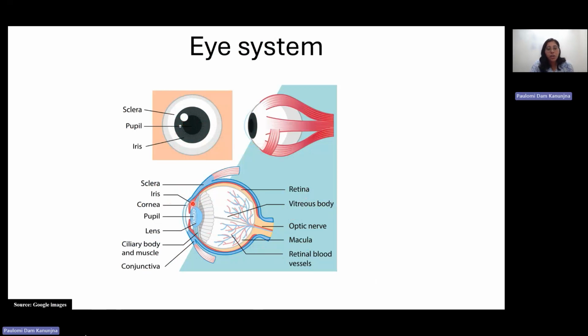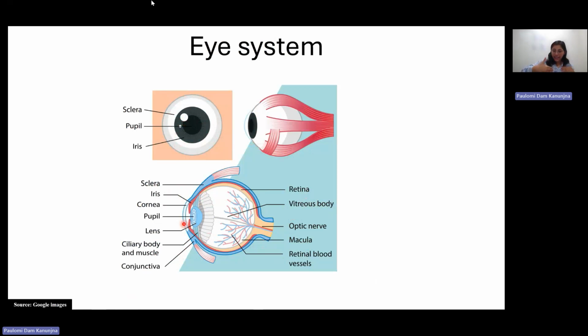Now moving on to the next parts, you have the iris and the pupil. What do these do? The iris is the colored part of the eye. We all know that eyes have different colors; that color is imparted by the iris, and it contains muscles that regulate pupil size. The iris surrounds the pupil, and the pupil is where the light enters.